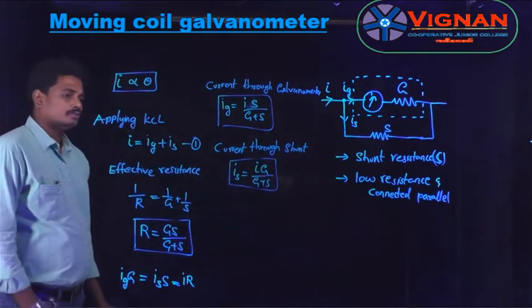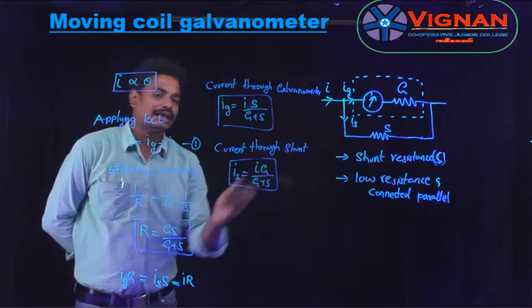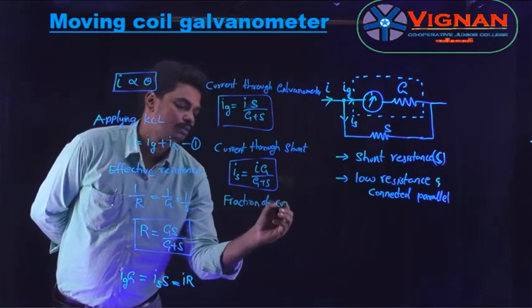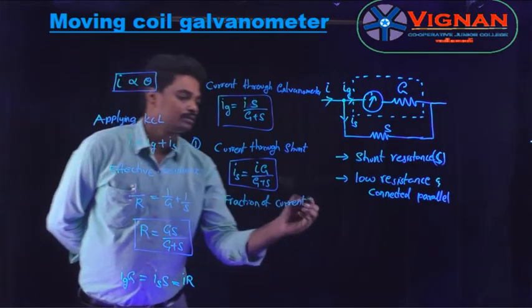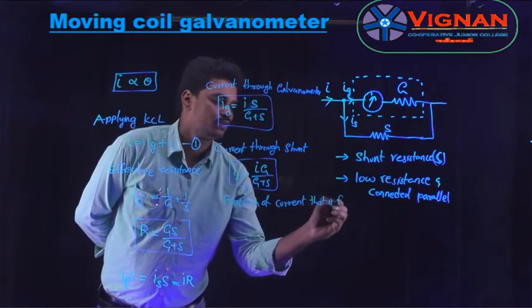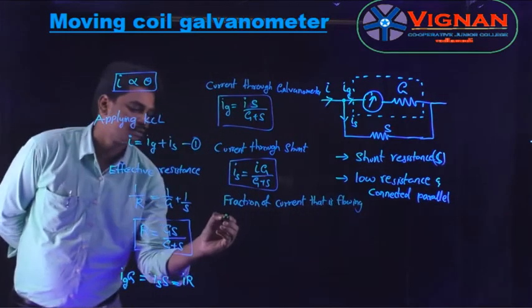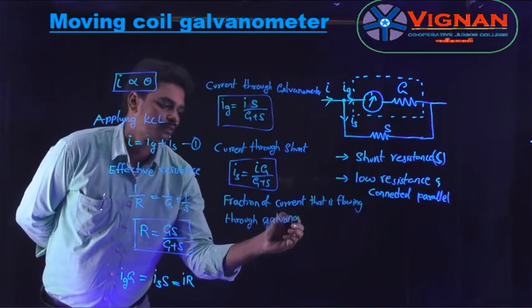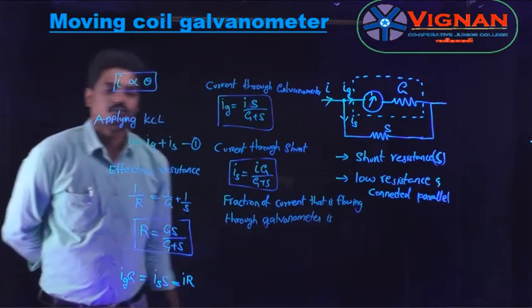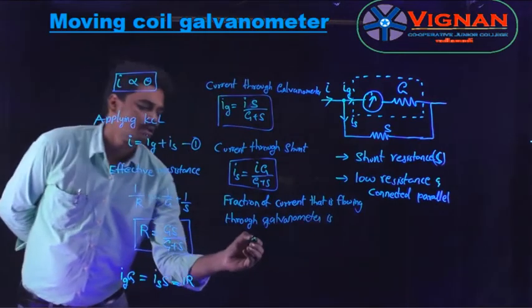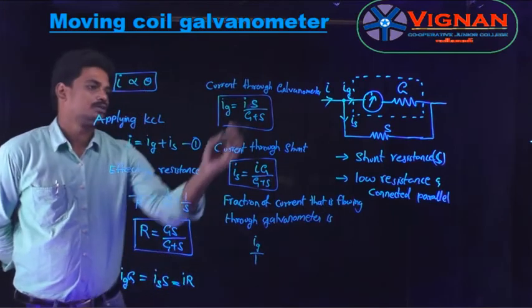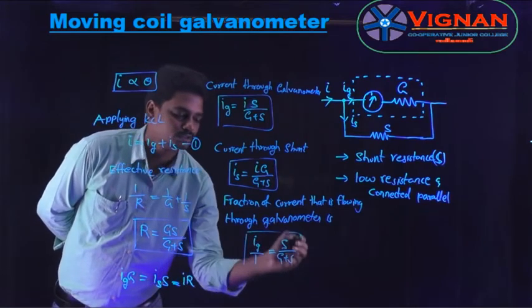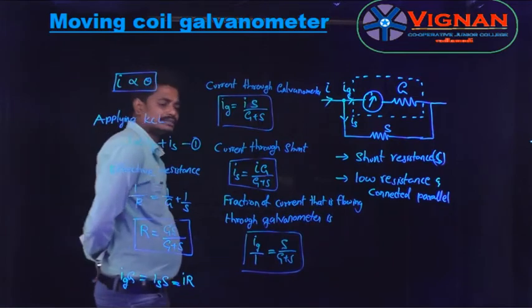Now the fraction of current that is flowing through the galvanometer is nothing but Ig by I. So Ig by I is equal to S by G plus S.